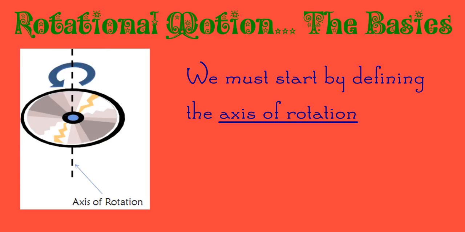Think of a door, for example. The axis of rotation for a door would be at the hinges, which is definitely not at the center of your object. The important aspect of the axis of rotation is that any point that's on the axis of rotation is not moving.